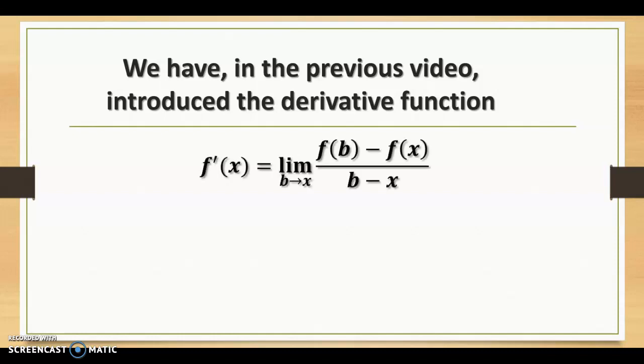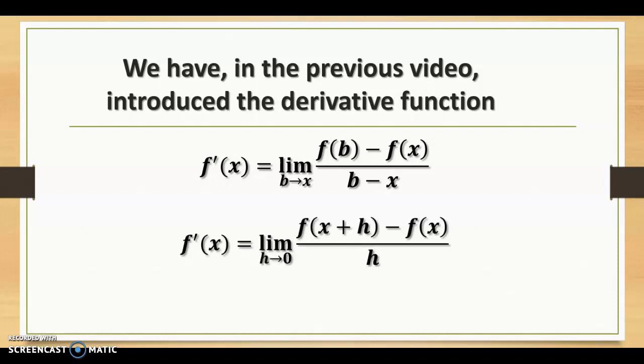In order to find the derivative function associated to f of x, we had the choice between a first limit definition: f prime at x equals the limit as b goes towards x of the change in y, f of b minus f of x, over the change in x, b minus x. Or we had this second alternative definition, which involved doing the limit as h goes to 0, where h represents the change in x, of f of x plus h minus f of x, over h.